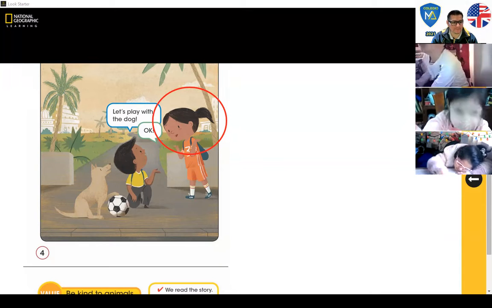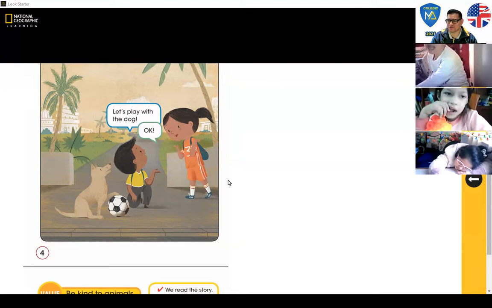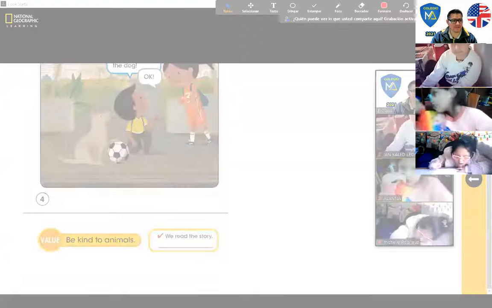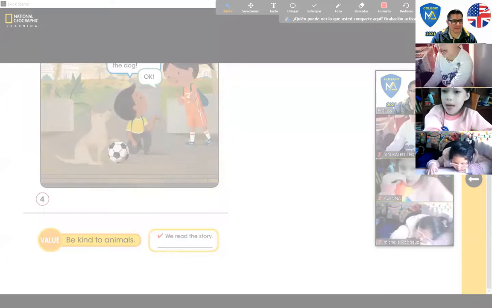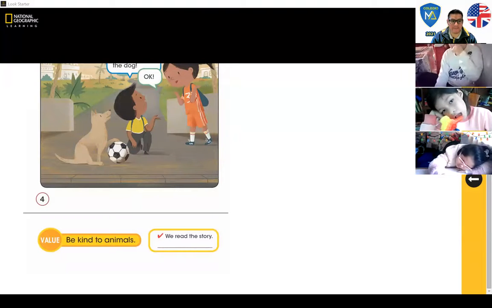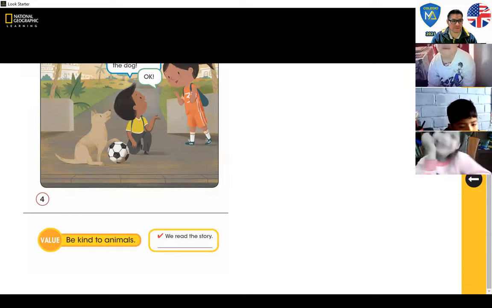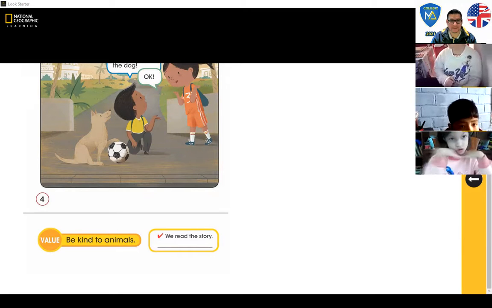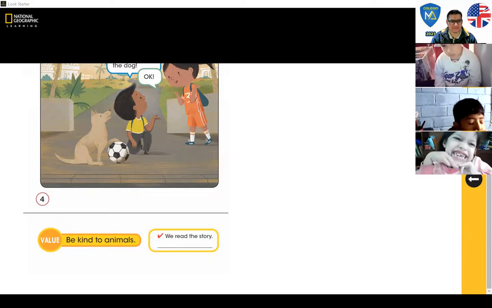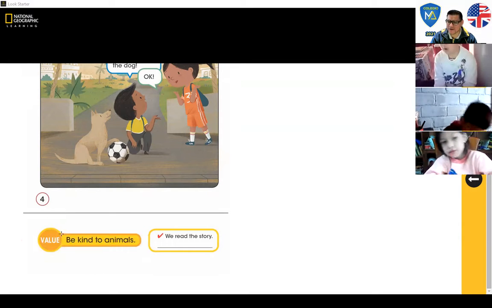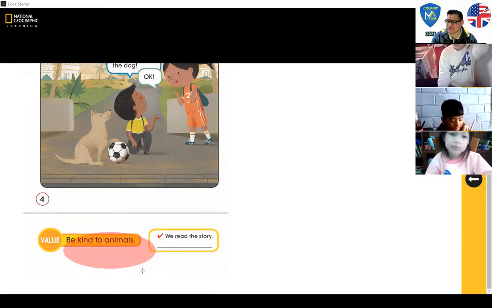Okay. Well, now, here we have a value, students. Aquí tenemos un value, students, okay? What's this value about? Acerca de qué es este value. ¿Qué nos dice? ¿Qué nos menciona? Let me see. I'm going to show you something here. That's it. The value says, ¿cuál es el value? ¿Qué nos dice el value? Be kind to animals. Okay, what is be kind to animals? ¿Qué cosa es be kind to animals?